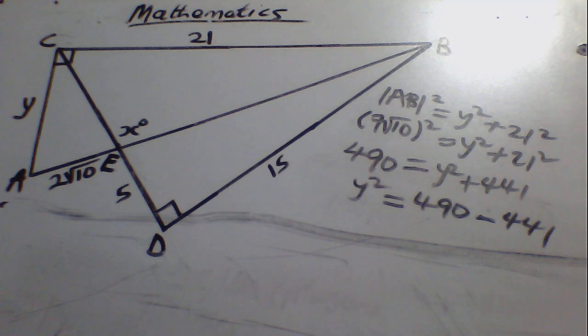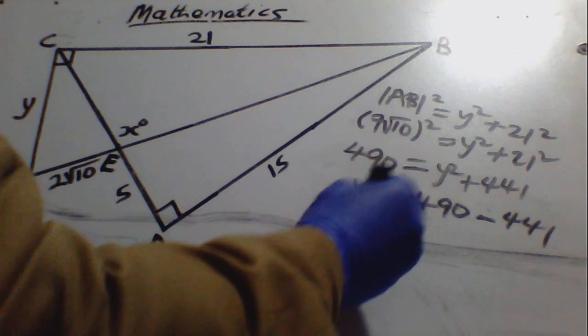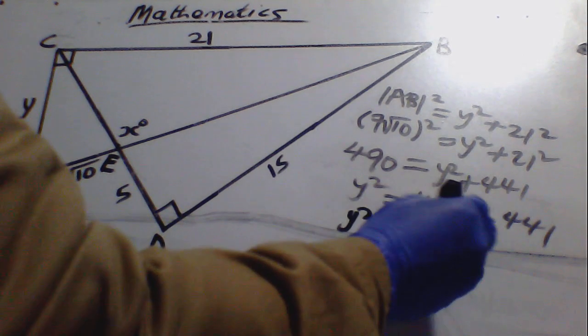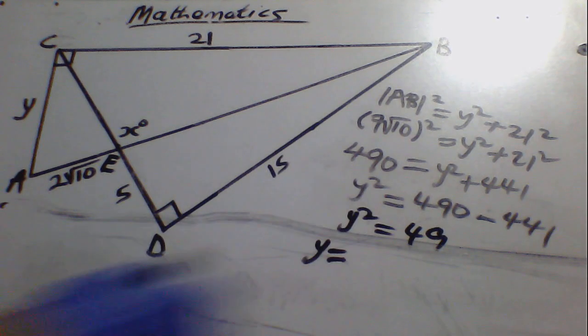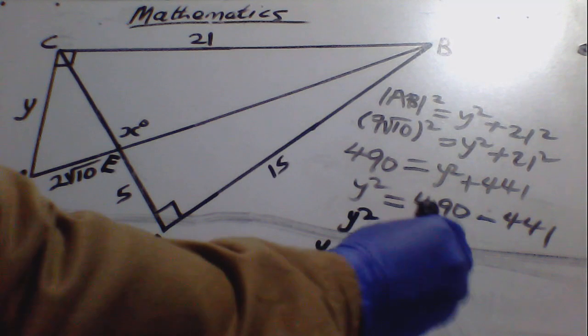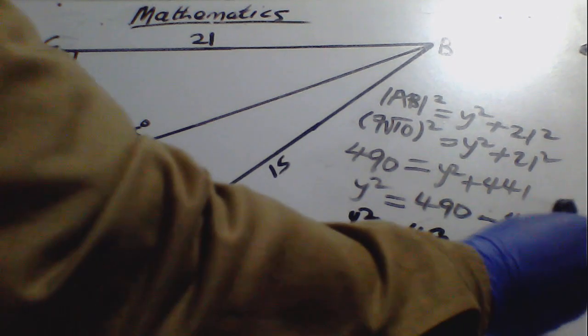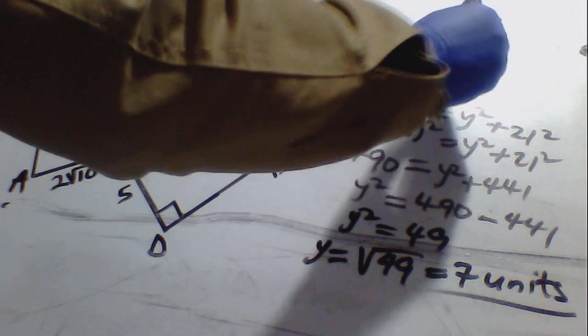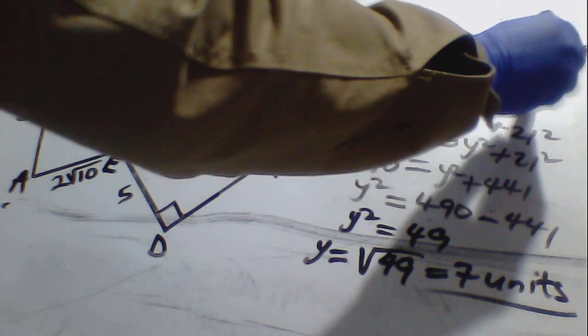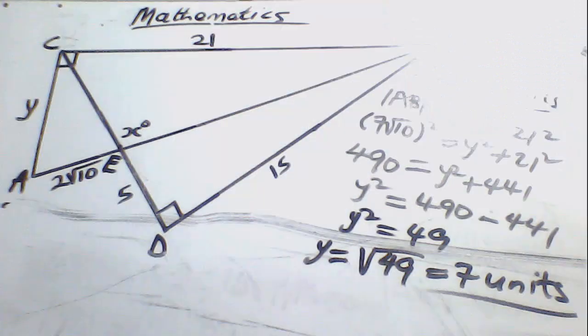So subtract it. 490 minus 441 will give us y squared to be 49. So find the square root of both sides. You have that y is equal to the square root of 49, and that gives us 7 units. Therefore, y is equal to 7 units. Now you have gotten y.